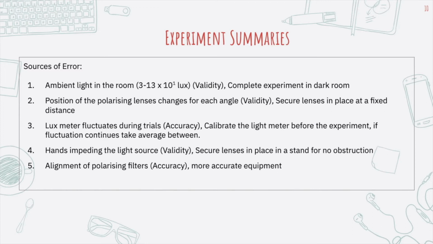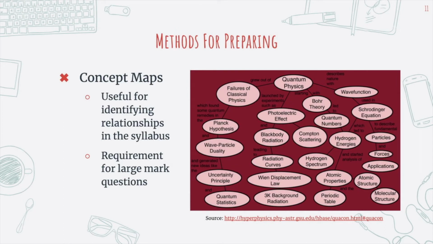So now that we have a summary of the entire syllabus, we have a summary of the key scientists from the syllabus, and we also have a summary of all of the first-hand investigations, we can start moving into additional practice to prepare for the exam. The first thing I would suggest doing is developing concept maps for the syllabus. Now these are useful for identifying relationships throughout the syllabus.